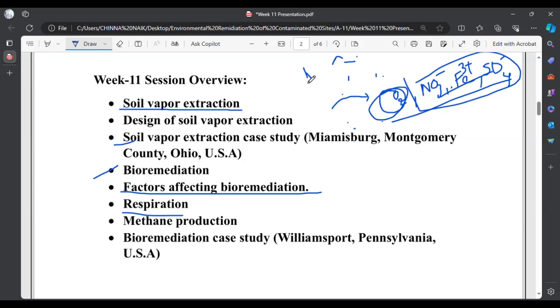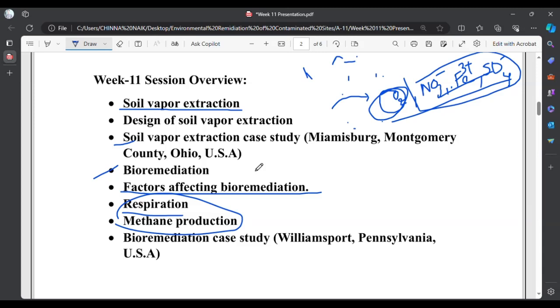And in the respiration part we have discussed different reactions related to magnesium oxide, ferrous, and ammonia, which act as a storage of oxygen. Similarly, we discussed anaerobic and aerobic conditions. And then methane production. So the next topic is methane production.